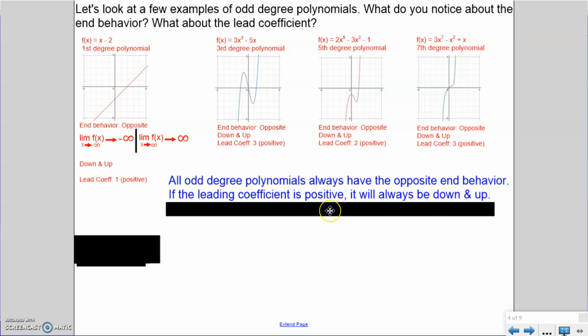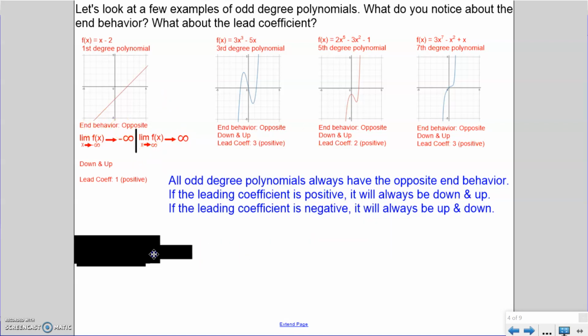Now if we multiply by negative 1, so a is negative, vertical stretch or vertical compress, depending on the value, but negative means flip or reflect across the x-axis. So we're going to flip this. Instead of down, up, it's going to be up, down. So if the leading coefficient is negative, it will always be up, down.